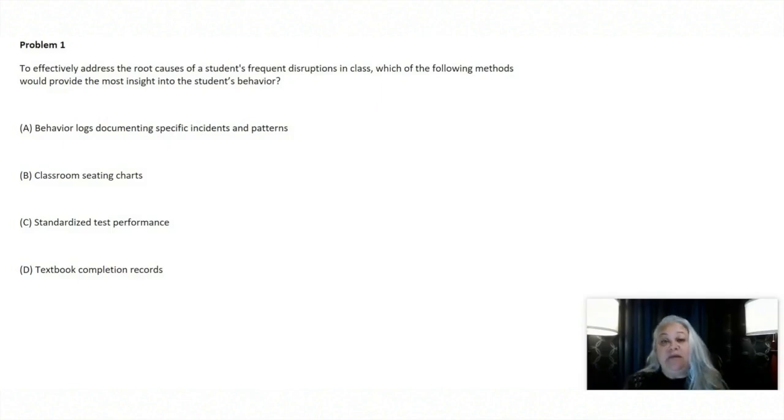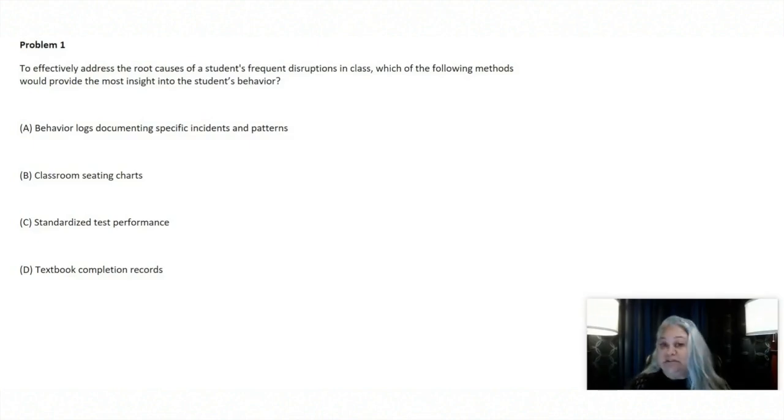So A, a behavior log might be a very good choice, especially one that would document incidents and patterns, because behavior logs are detailed records that capture specific incidents of misbehavior and any patterns that may emerge over time. They usually help us identify triggers, the frequency of behaviors, and the context of the student's misbehavior, allowing the teacher then to understand the underlying causes and tailor interventions effectively. So A may very well be a great choice. However, let's look at the other choices as well.